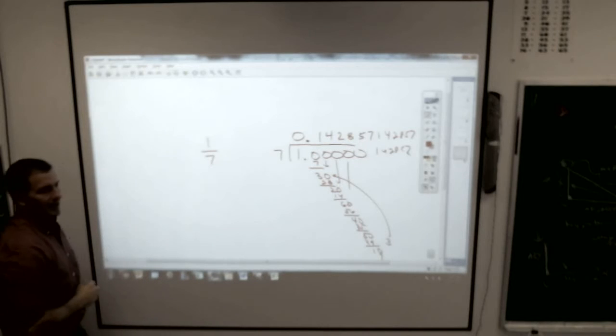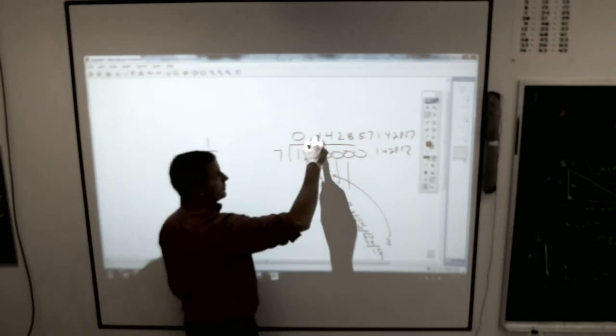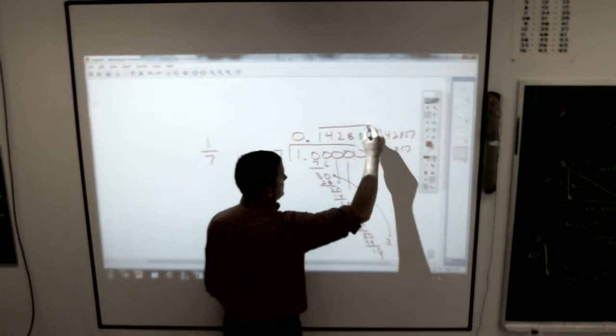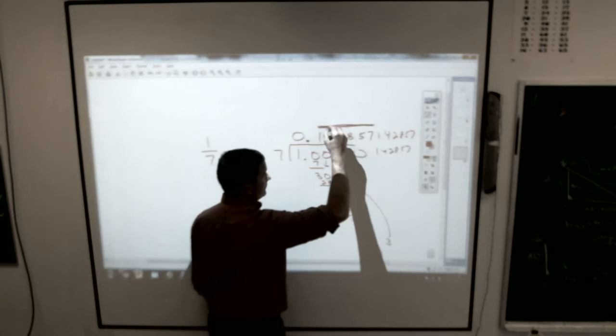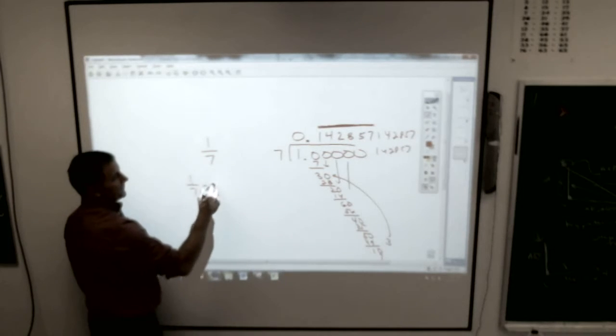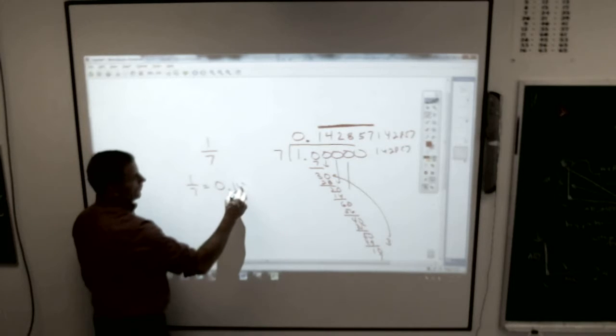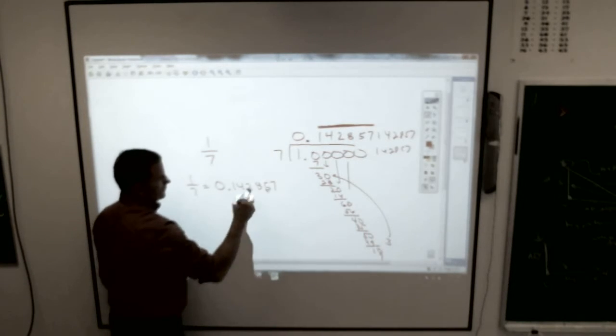Where do I put my little line? You put the line over the digits that repeat, so the little line is actually going to go over all of these digits. Don't put it over that second one because that would throw the pattern off. 1/7 as a decimal is 0.142857 repeater.